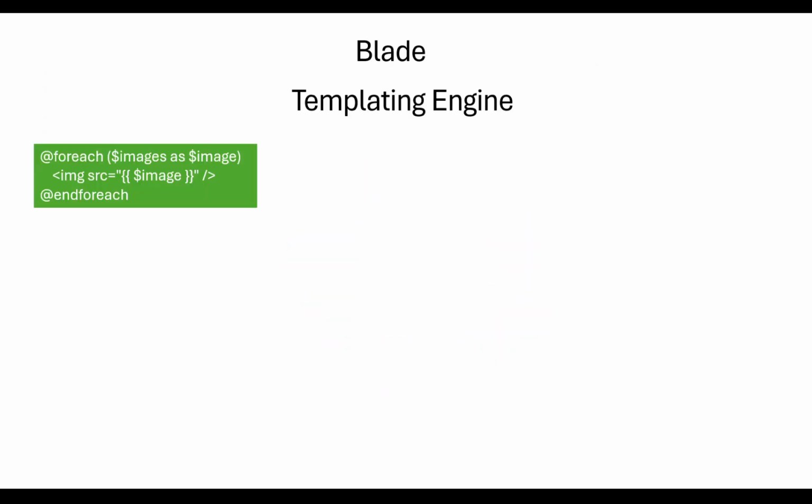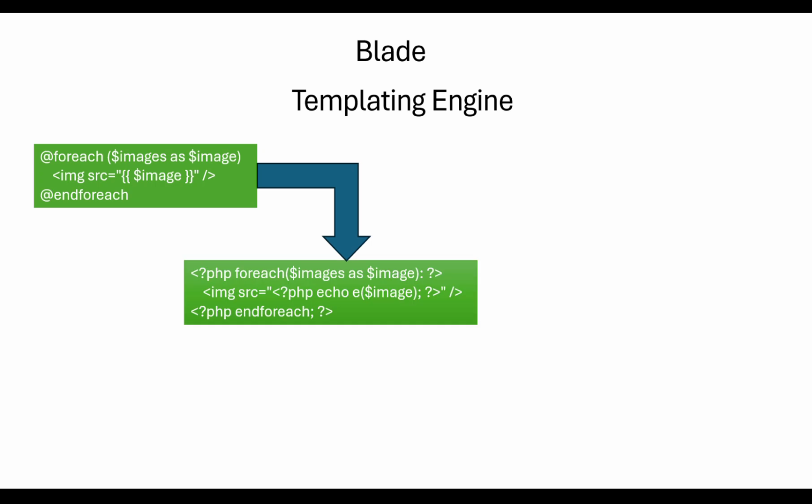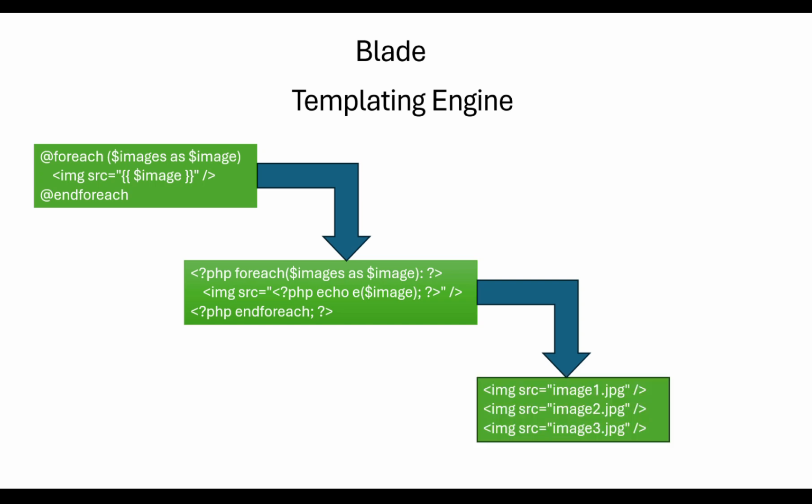When we write a Blade file, Laravel does not send it to the browser directly. First, Blade compiles the template into plain PHP code. Then the PHP code is executed on the server, and finally the resulting HTML is sent to the browser.